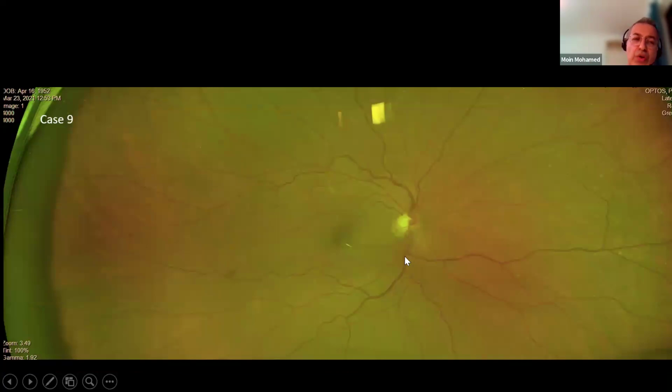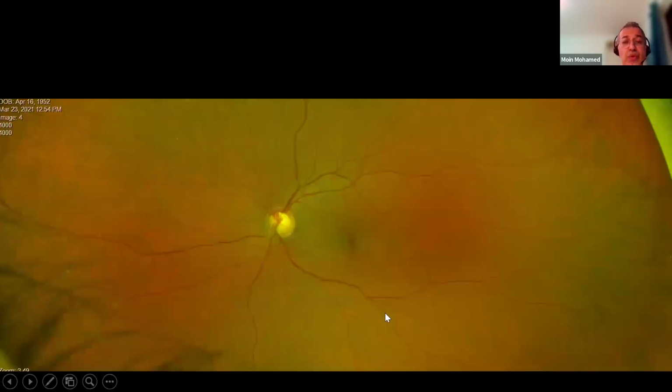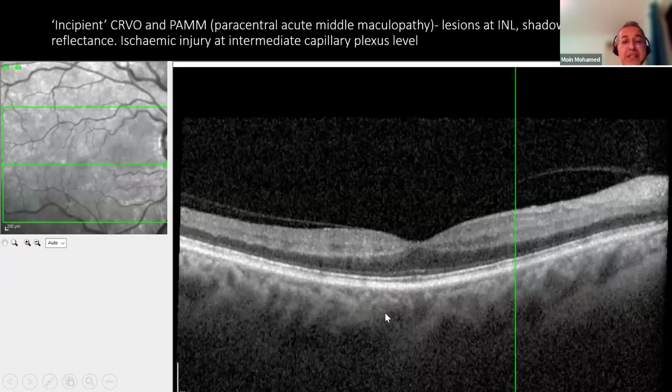So, this historically was called an incipient vein occlusion, which I'm not entirely sure is a thing. It's probably just a very mild non-ischemic vein occlusion, but obviously the pressure is high enough to cause back pressure on the intermediate capillary plexus to kill off a bit of the nerve tissue.